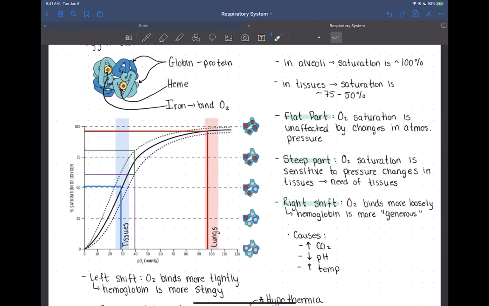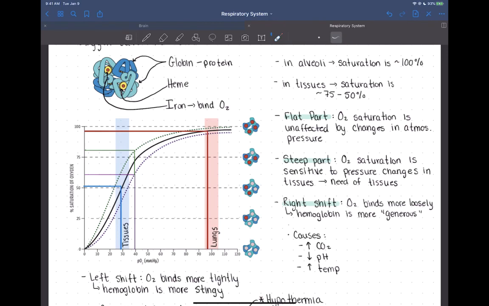And so we can look mainly in 2 places. So we have our kind of average partial pressures that we see in the lungs, right? We said it was around 105 for oxygen. And then we have our average partial pressure here that we see in the tissues.